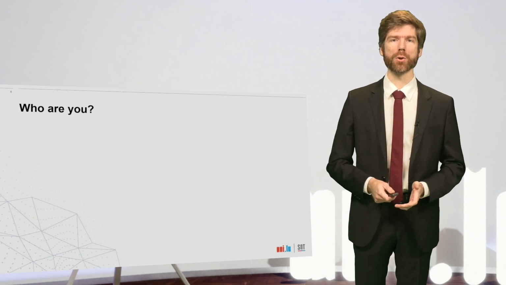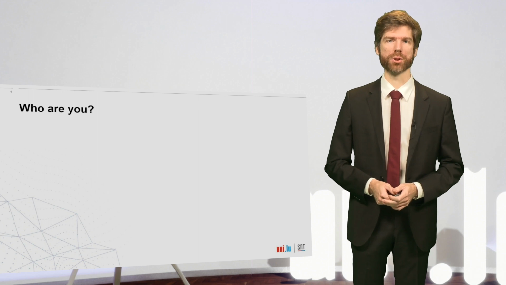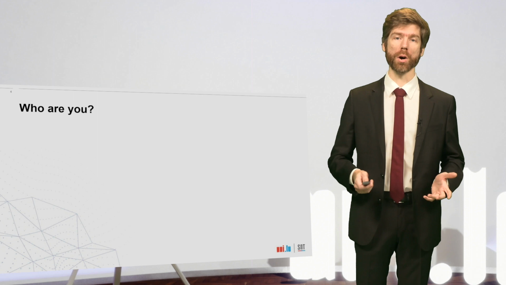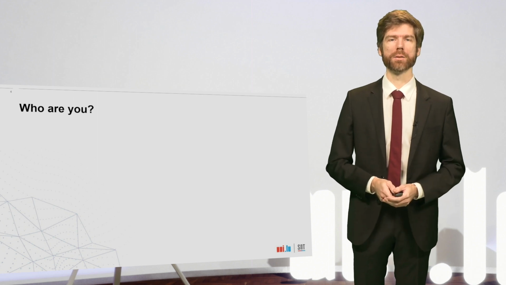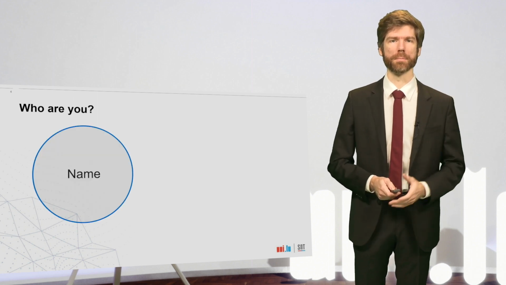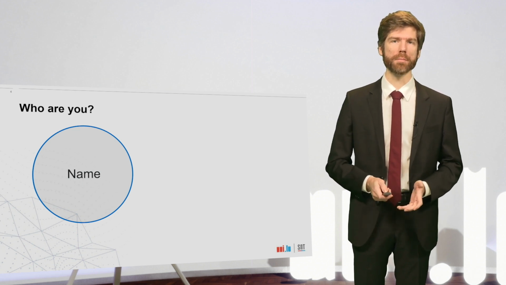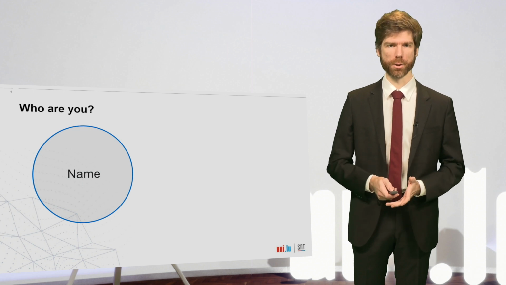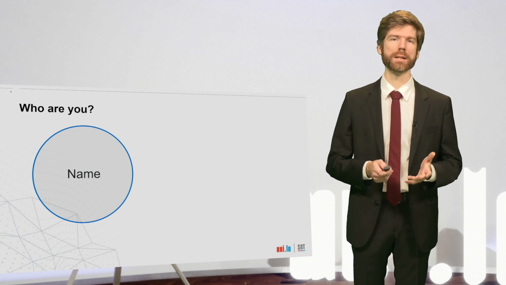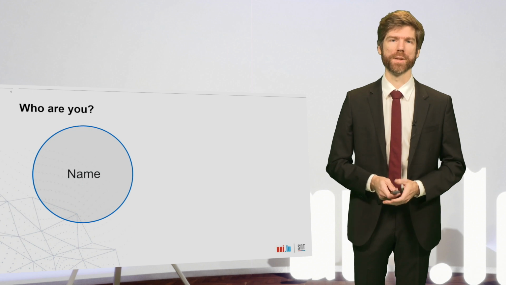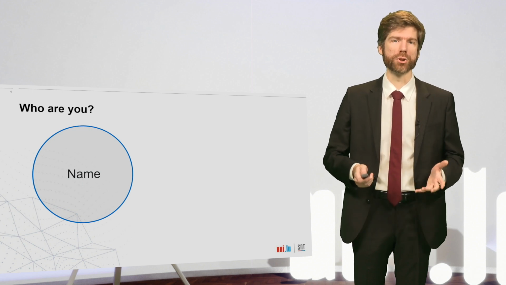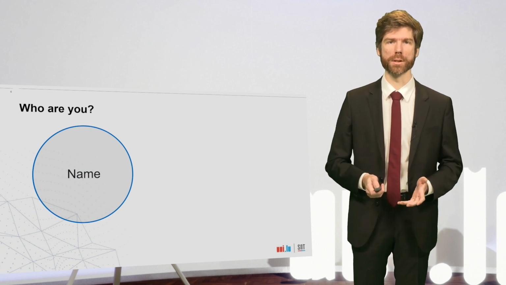But for now, let's go back to the first question we asked in the lecture. What comes to your mind if I'm asking you, who are you? Most likely, you instinctively thought of your name. And the name is indeed the most common aspect that people identify themselves with. Your name, like other characteristics pertaining to your identity, can be called an identity attribute. That is, an element that, in conjunction with other attributes, composes your identity.